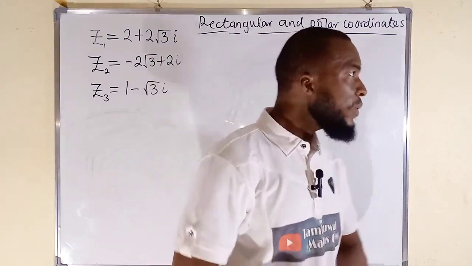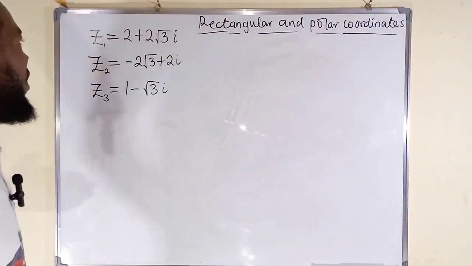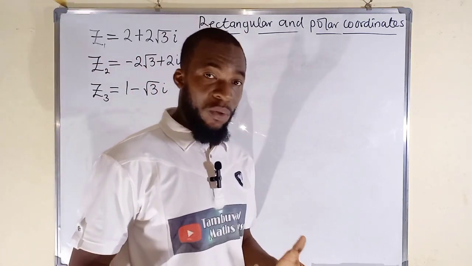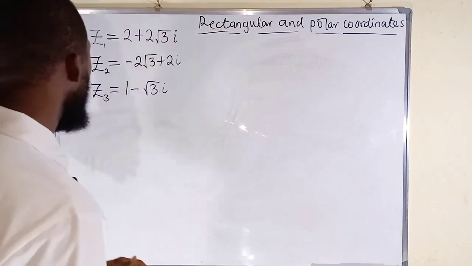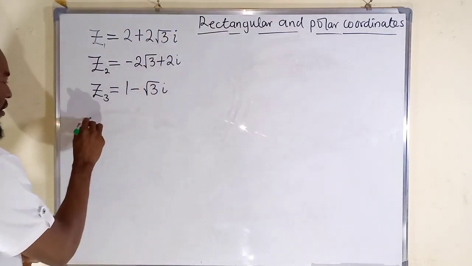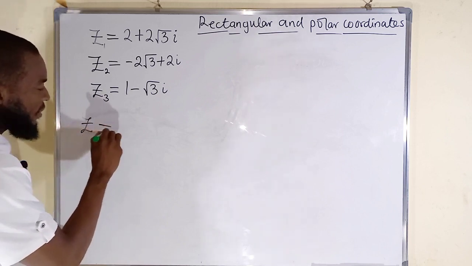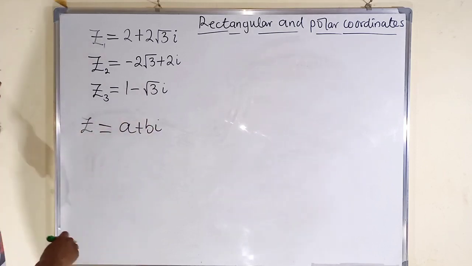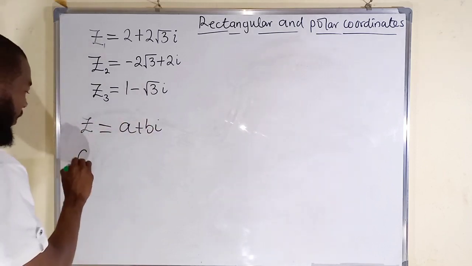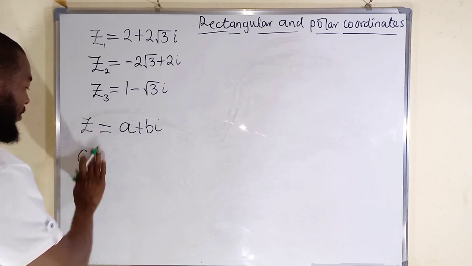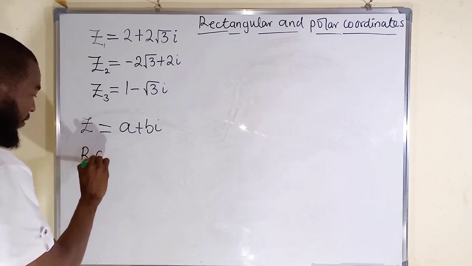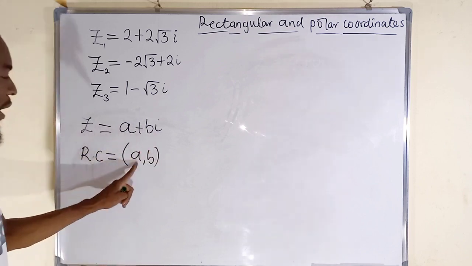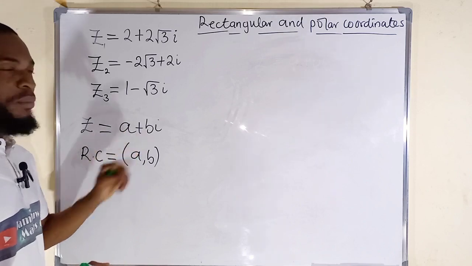And distance. So we have three problems here, and we want to write each of these complex numbers in a rectangular coordinate, likewise in a polar coordinate. So let me write this. Generally, this is how a complex number is written in standard form: z equals a plus bi. This is the standard way of writing a complex number. Therefore, the Cartesian or rectangular coordinate, let me write it as RC, is equal to the point (a, b), where a is the real part and b is the imaginary part.